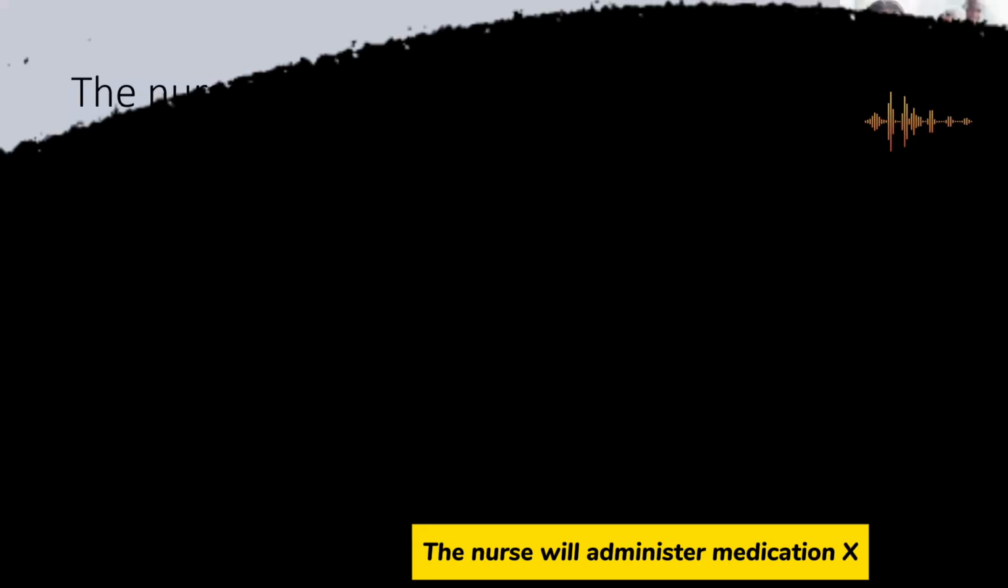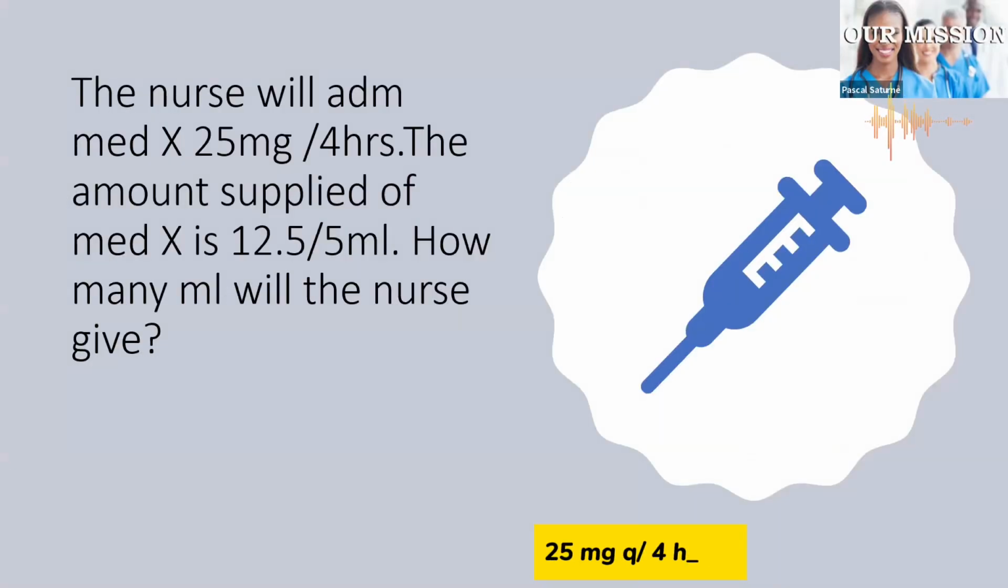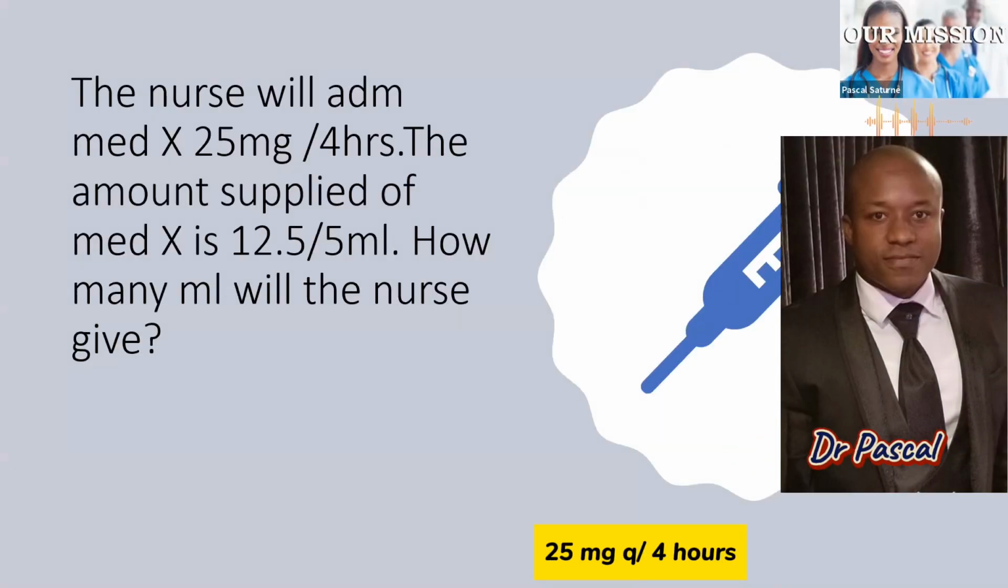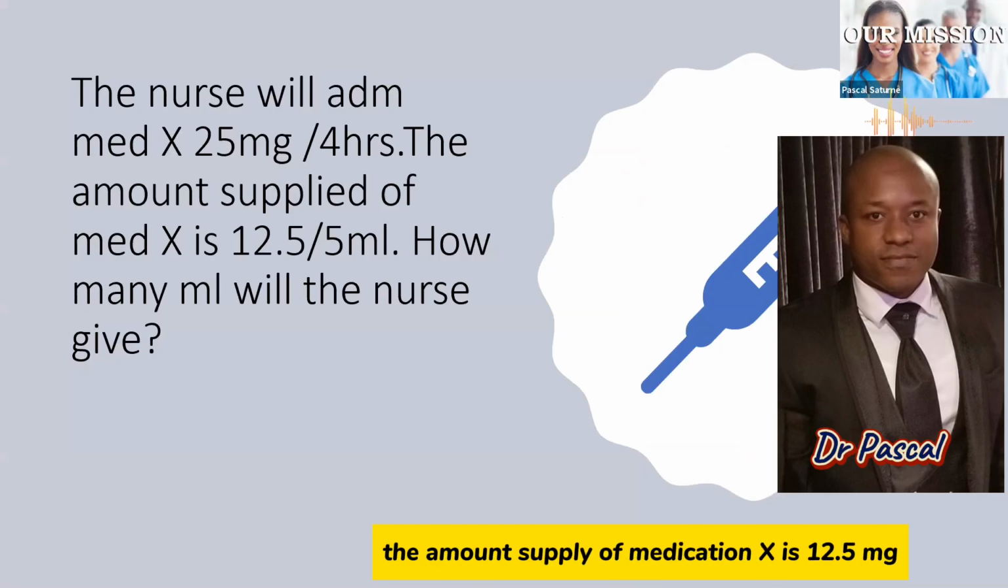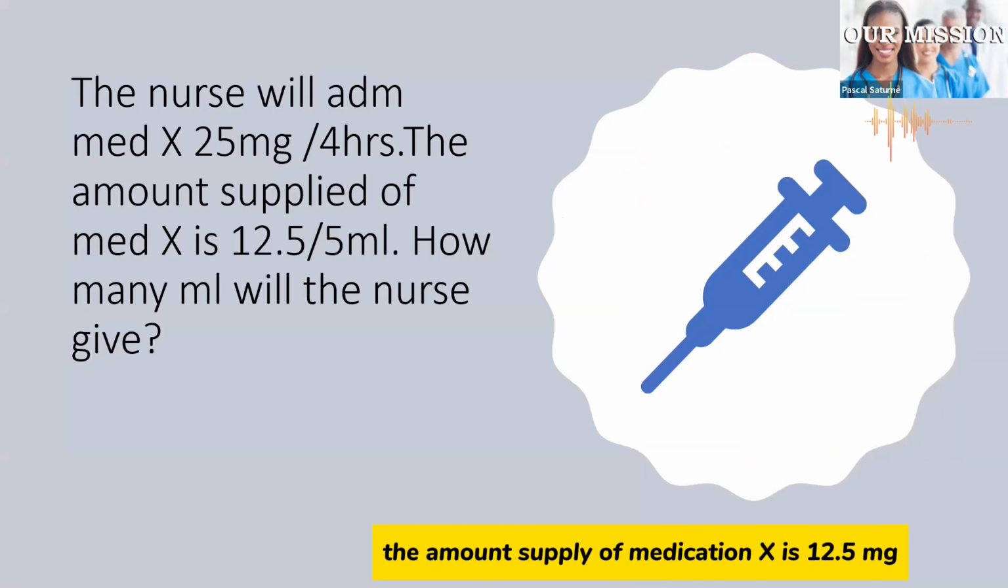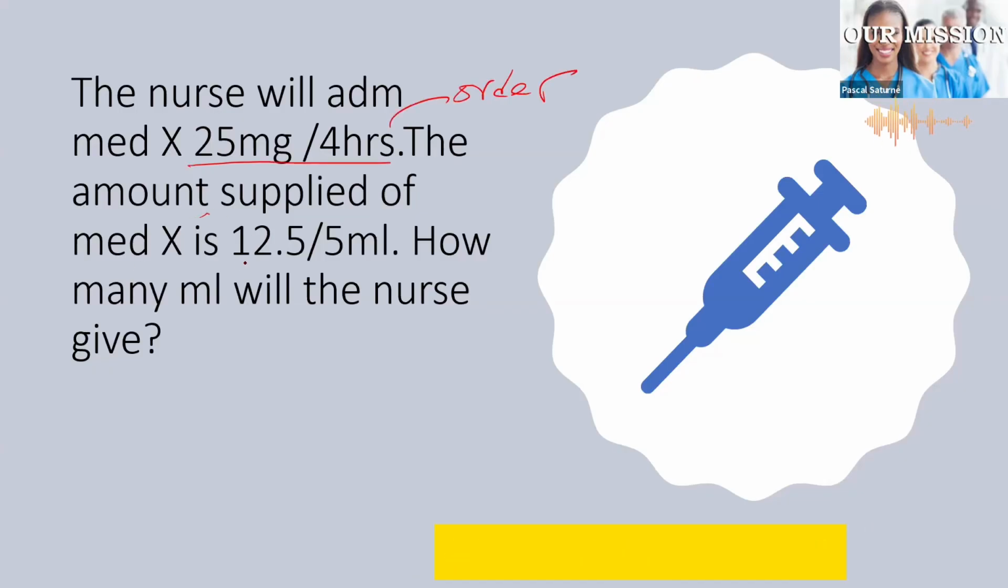The nurse will administer medication X 25 milligram every 4 hours. The amount supplied of medication X is 12.5 milligram per 5 ml. How many ml would the nurse give? Same thing. You have to administer 25 milligram every 4 hours. This is your order. The amount supplied, what you have available, is 12.5 milligram per 5 ml. This is what you have on hand.